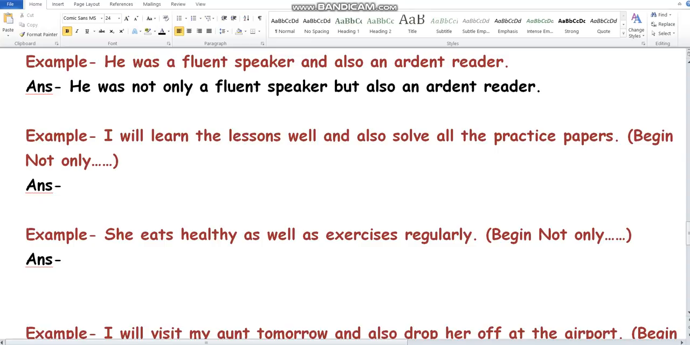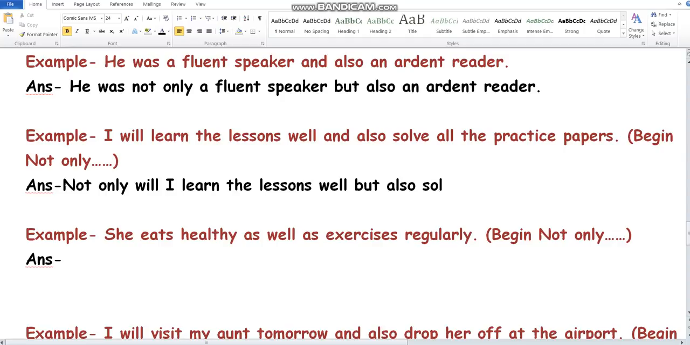Next sentence is I will learn the lessons well and also solve all the practice papers. So the answer will be, not only. The sentence is in future tense, so please be careful. It says will. Not only will I learn the lessons well, but also solve all the practice papers.